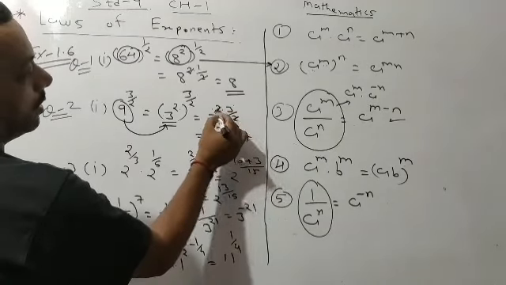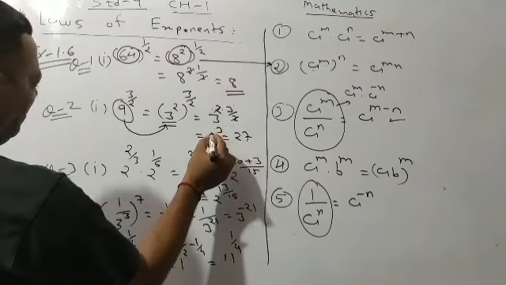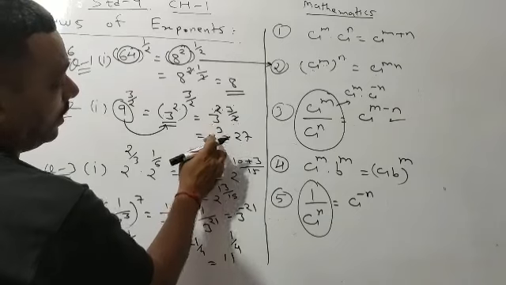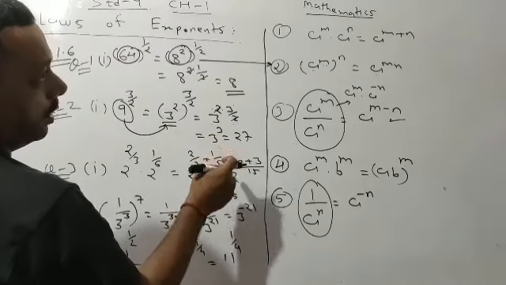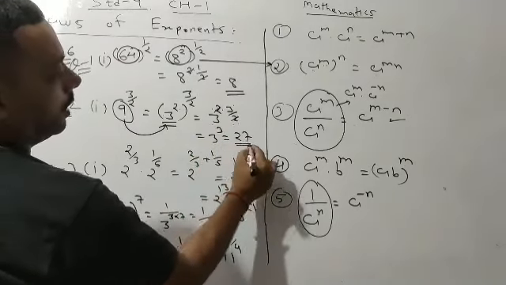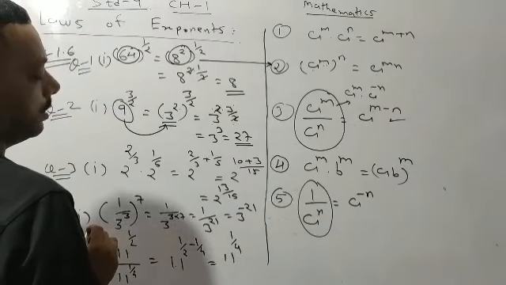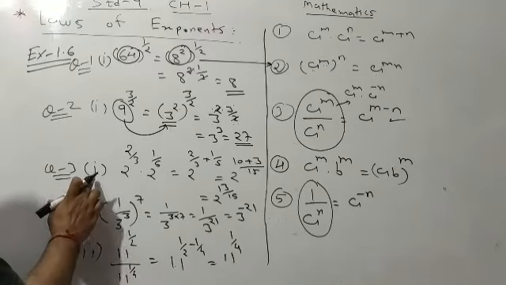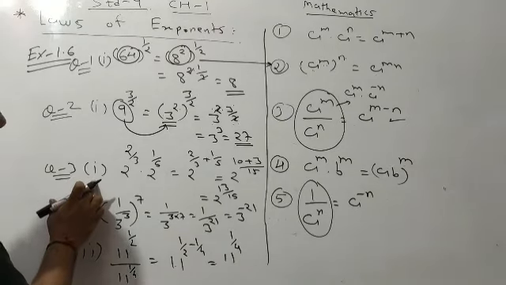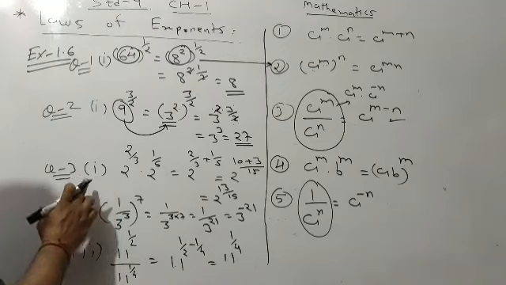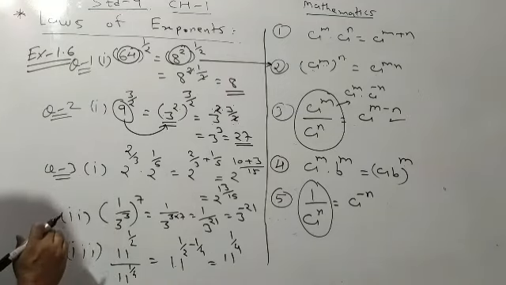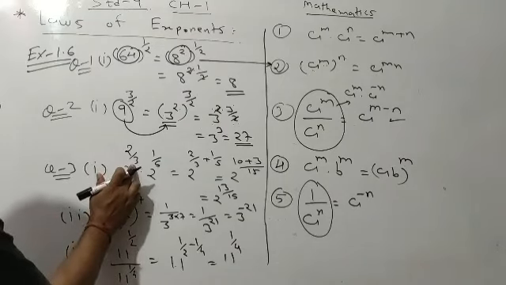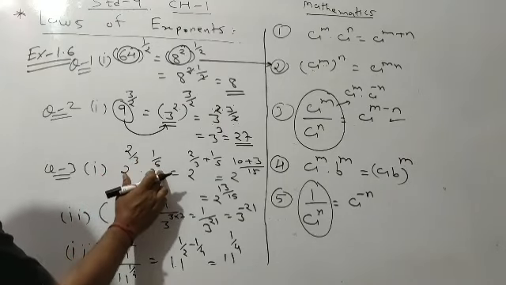So the 2 gets cancelled, and the answer left is 3 raised to 3. Now 3 raised to 3 is 3 into 3 into 3, so the answer is 27. 3 cube, that is 27. The remaining 3 questions are also the same kind of question. Now question number 3. Here almost all the questions are different, so we will solve each sub-question. The first one is 2 raised to 2 by 3 and 2 raised to 1 by 5.